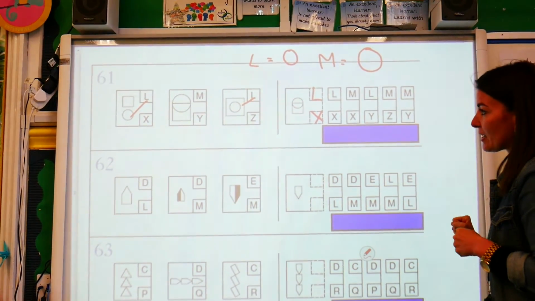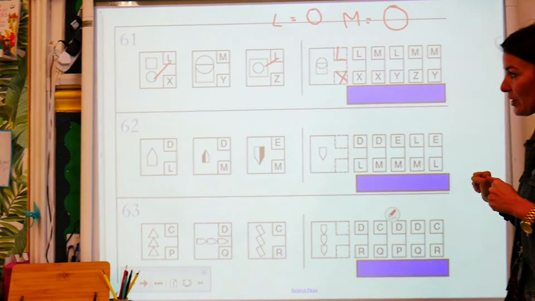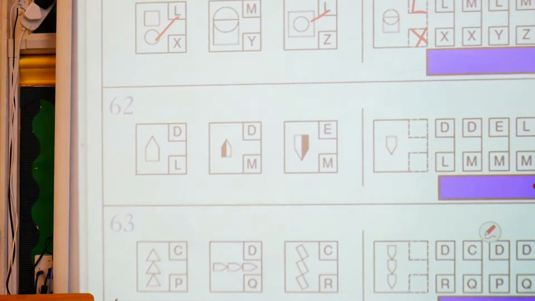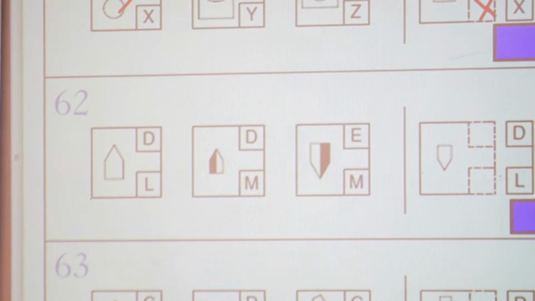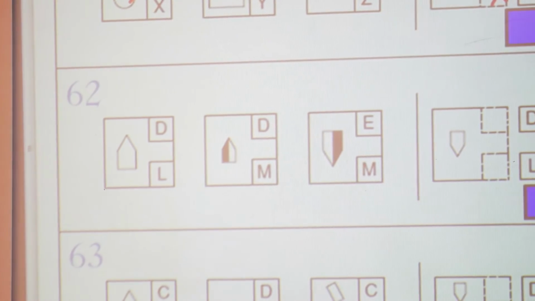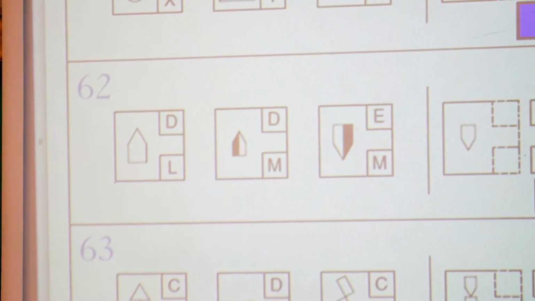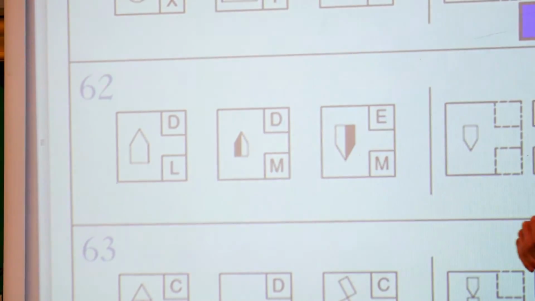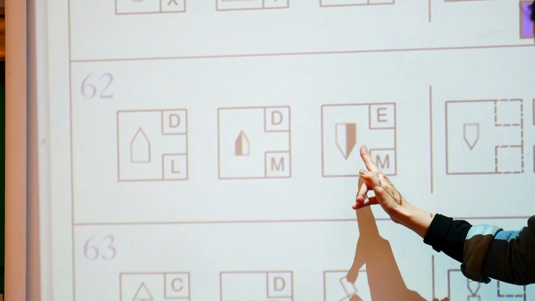Okay? Now, let's have a look at number 62. So with 62, we've got it's a pentagon, it's an irregular pentagon, five-sided shape. And we've got the same shape, okay, on each kind of code. We've got it pointing up, pointing down, and then we've got a white, black, white, black.